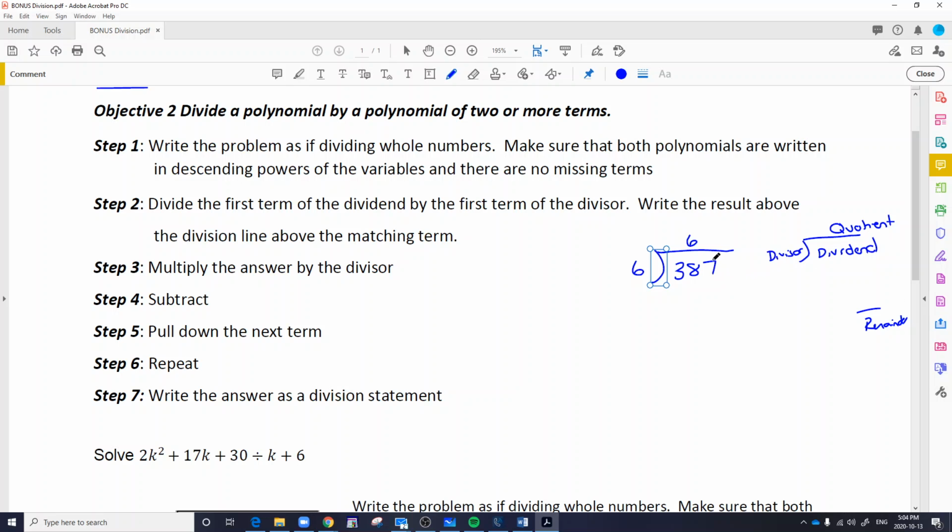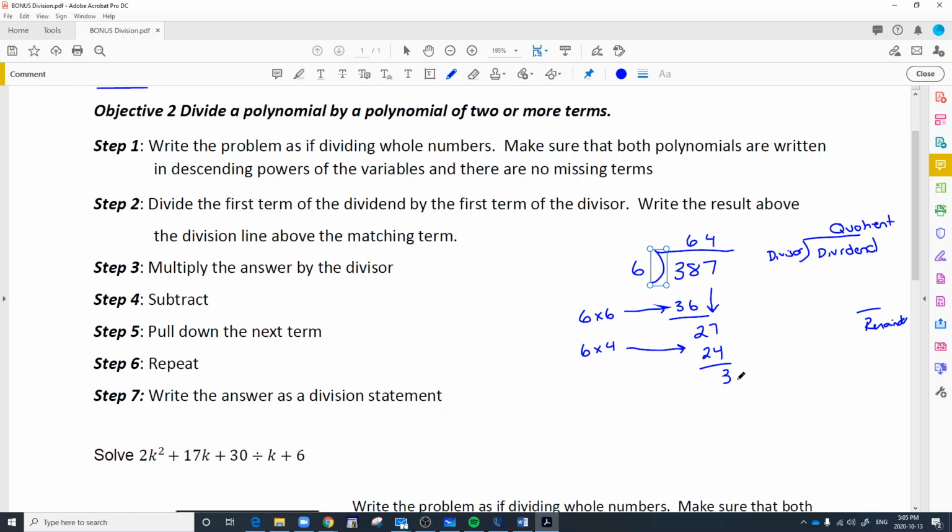Okay, so in this process, you're taking your dividend and dividing by your divisor. So you try to divide 3 by 6, it won't go. So you have to go into 38. Now it doesn't go into 38, but it does go into 36. So now you take this quotient and you multiply it by your divisor. So you get 6 times 6, and then you write that here and you get 36. And then you just subtract. And then you can't go into 2, but you can go into 27. So then you say, what do I multiply 6 by to go into 27? Well, it would be 4. And then you take that 6 and multiply it by the 4, and you get 24. And then you get a remainder of 3.